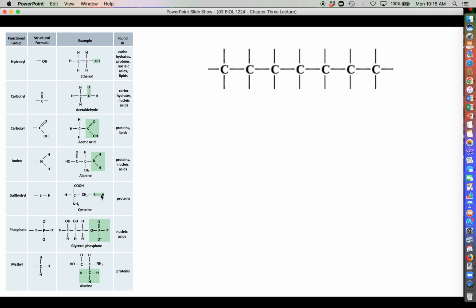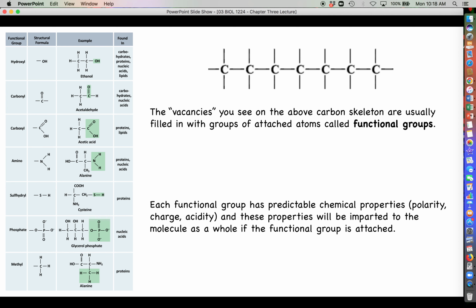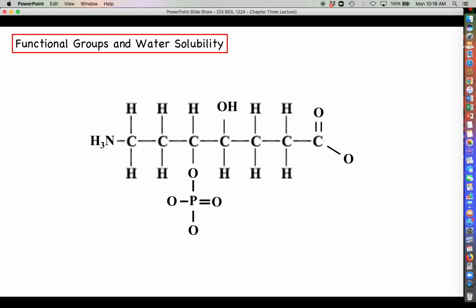We didn't really talk about the sulfhydryl functional group, but we will later when we specifically start talking about proteins. That's something you really only see in proteins. Like we said, if you have an empty carbon skeleton like what you see before you, we can fill in those vacancies with any of these different functional groups. The functional groups have predictable chemical properties such as polarity, electrical charge, acidity or alkalinity, and these properties will be imparted to the macromolecule as a whole if the functional group gets attached to that particular skeleton.